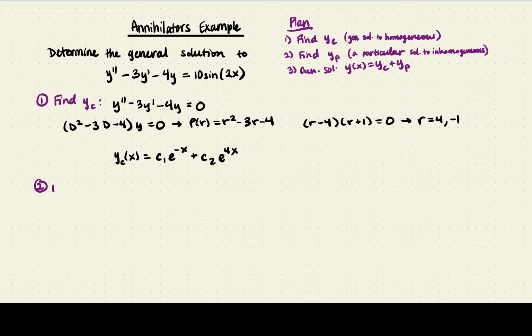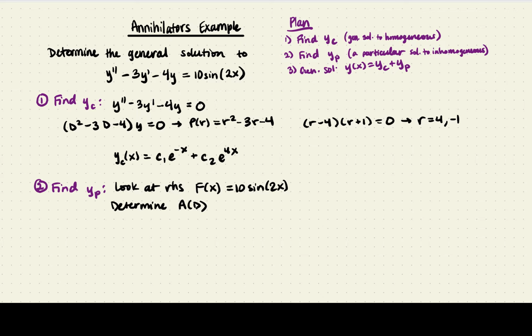So step 2 is find a particular solution. To do that, we're going to look at the right-hand side of our ODE. I'm going to call this capital F of x, and that's just 10 sine 2x. Now we need to determine an annihilator, and that's an operator that when applied to this function F of x, we get 0. So determine an annihilator, which I'll call capital A of D, and apply it to the original ODE.